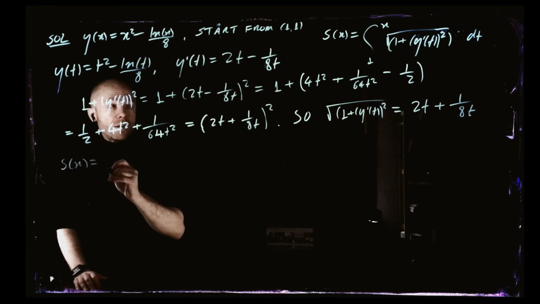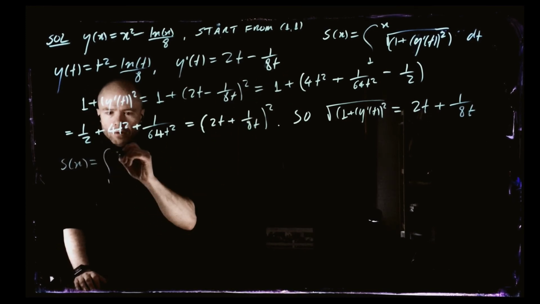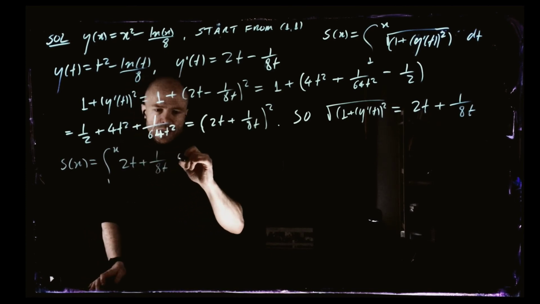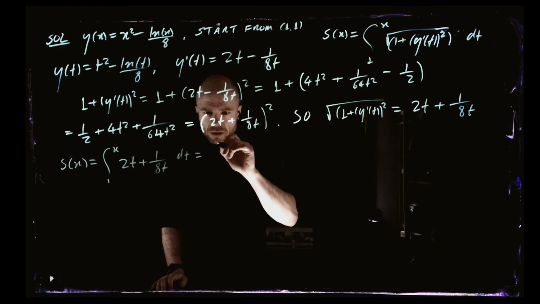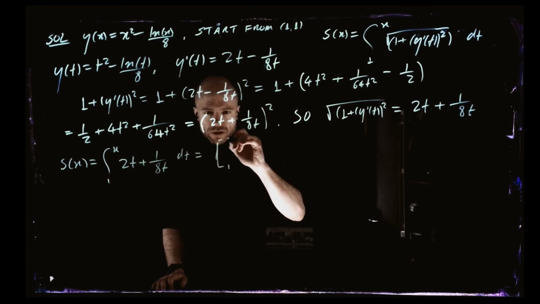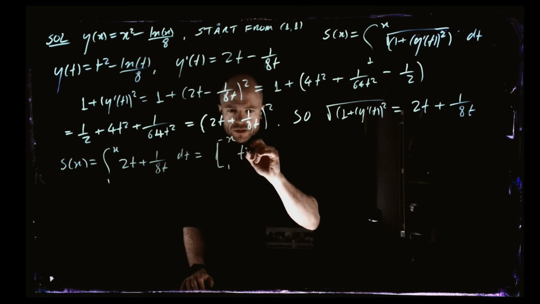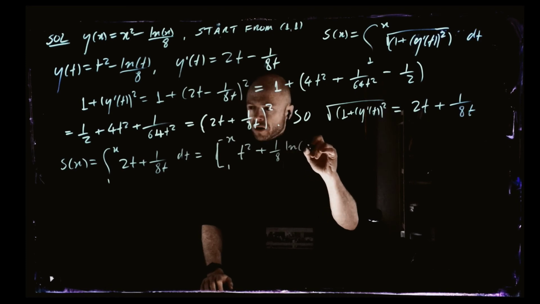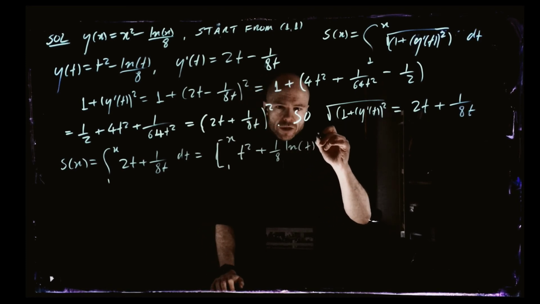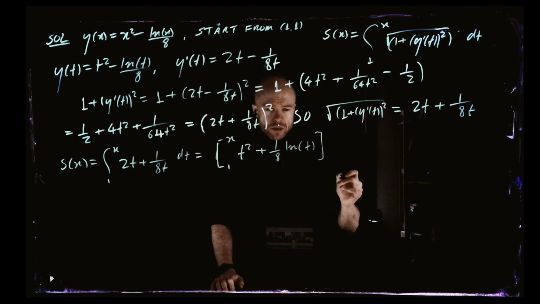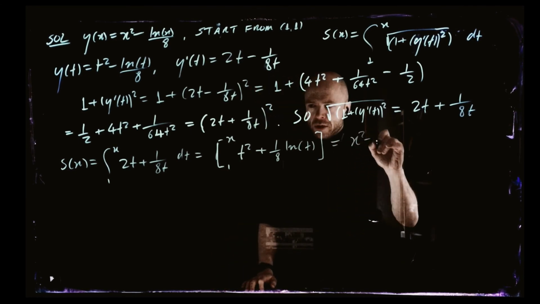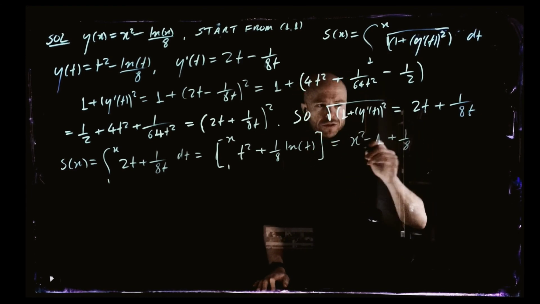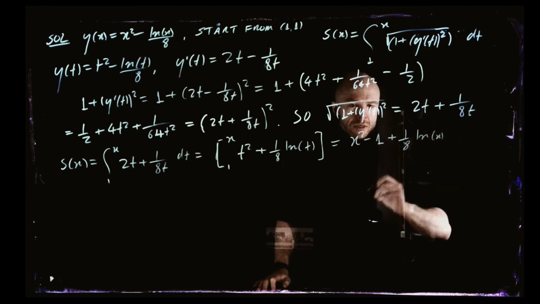So using our formula up there, this is an integral from 1 to x of 2t plus 1 over 8t dt. This is an integral we can do. The antiderivative of 2t is just going to be t squared. The antiderivative of 1 over 8t is 1 over 8 log of the absolute value of t. t is positive, so we just write it like this. Then we just put the numbers in. So we're going to have x squared minus 1 plus 1 over 8 log of x, since log of 1 is 0.